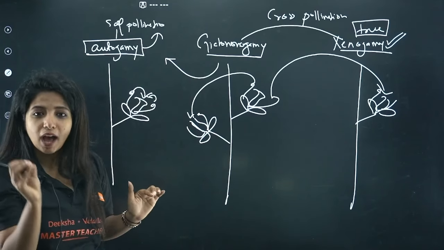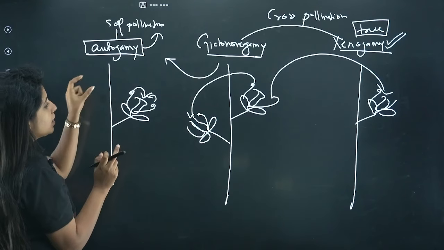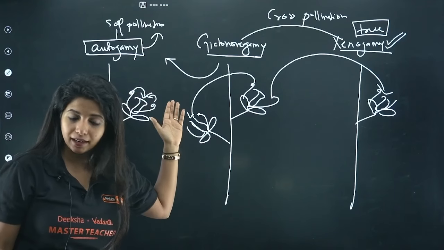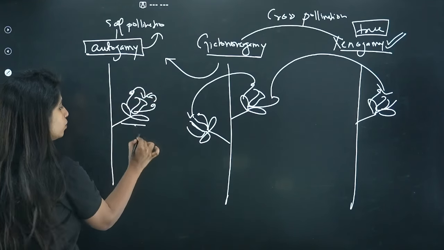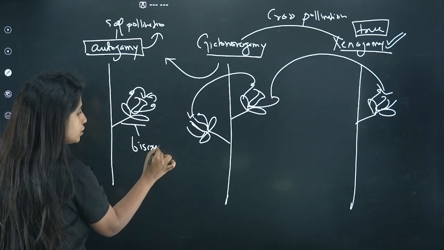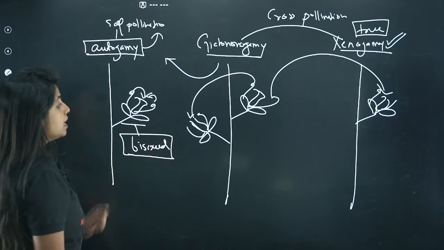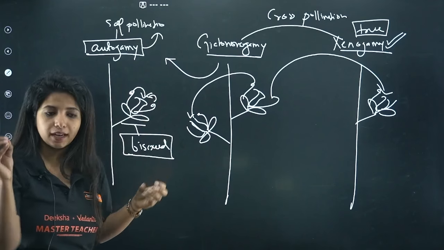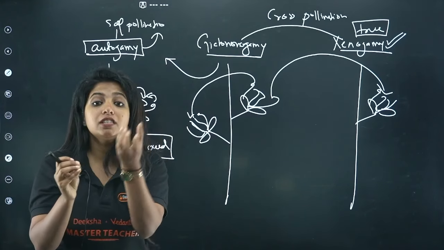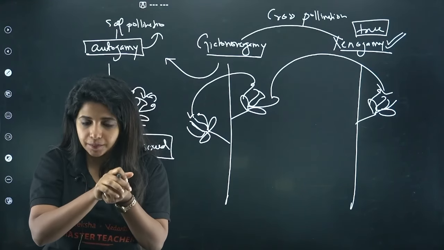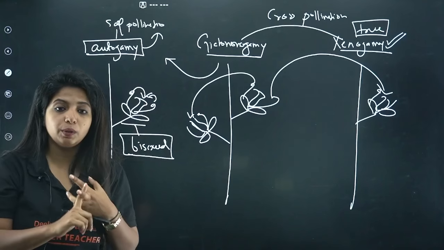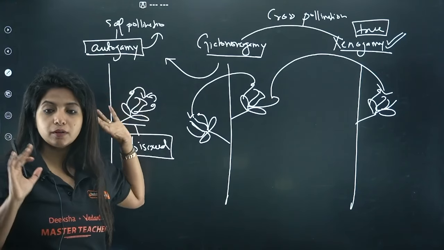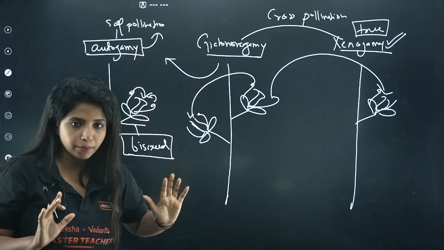For autogamy to happen, you need to make sure that the stamen as well as the pistil should be there. That means the flower should be bisexual in nature. There should be synchrony between the pollen release and the stigma receptivity. The pollen should be released at the correct time, and the stigma should also be receptive to receive it. Their position should also be very similar. Then only autogamy can happen.